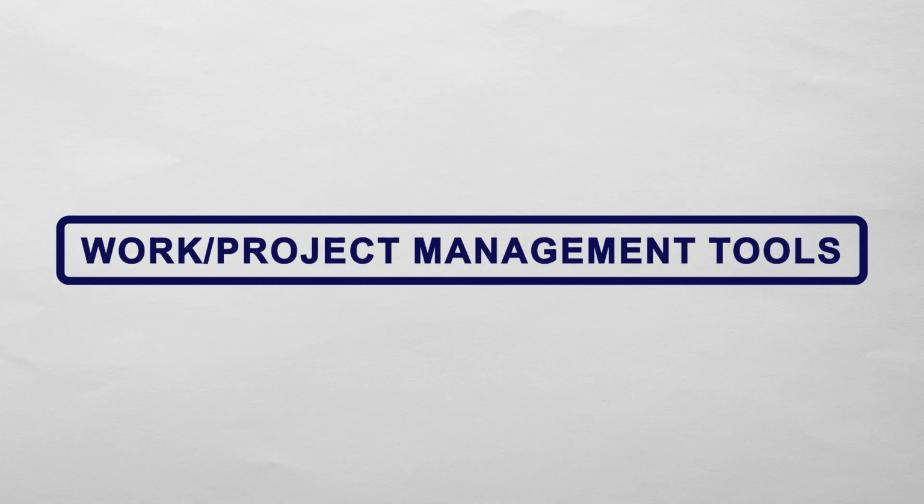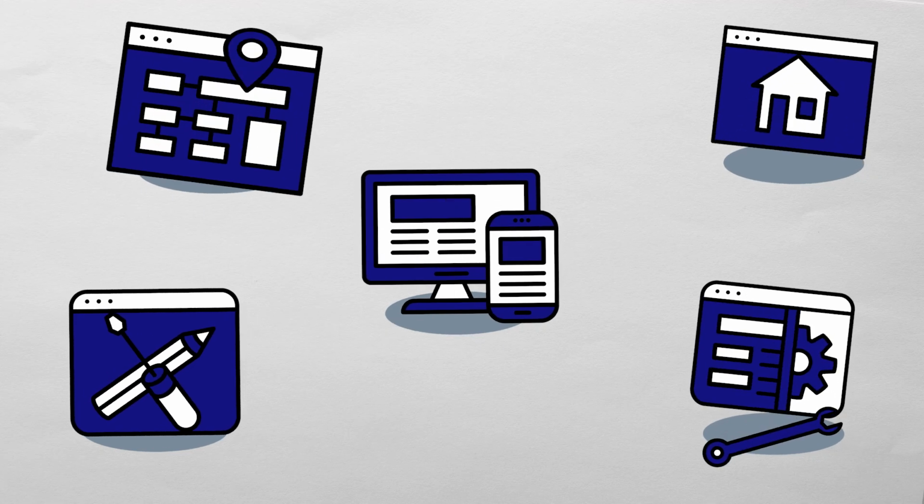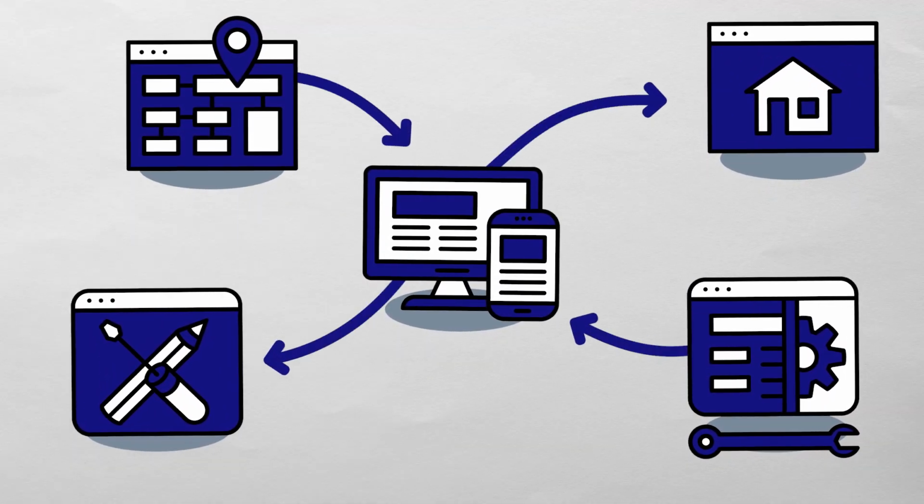Let's jump into our first category, and this category is around work management or project management tools. Now, the reason this category is so important is because it serves as a hub of all of our business information. So all of the other systems that we talk about are going to feed into or connect to these work management platforms. The first software on this list is Airtable.